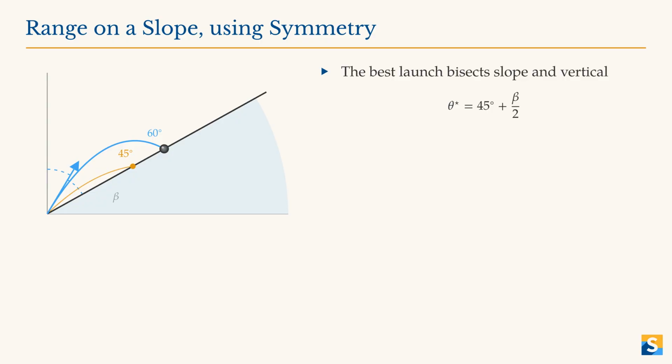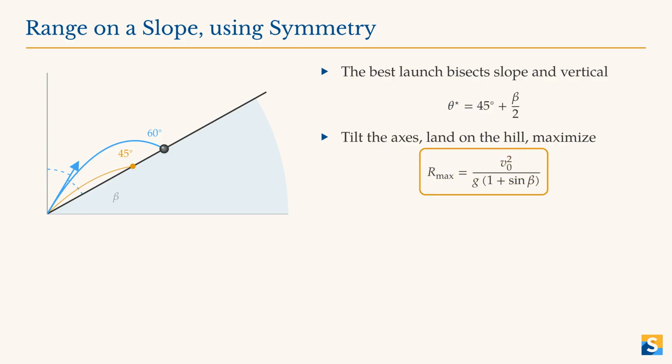The bookkeeping confirms the picture. Tilt the axes to the slope, let gravity split into its along-slope and across-slope parts, and demand the shot land back on the hill. Maximize. And the greatest range along the slope comes out as v0 squared over g, divided by 1 plus sine beta. Send beta to 0, and the flat classic returns intact.